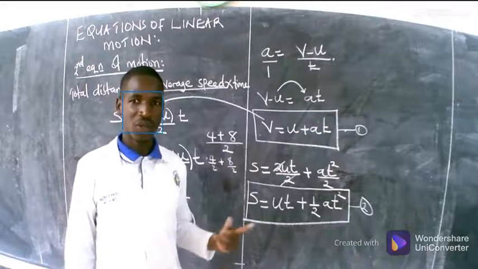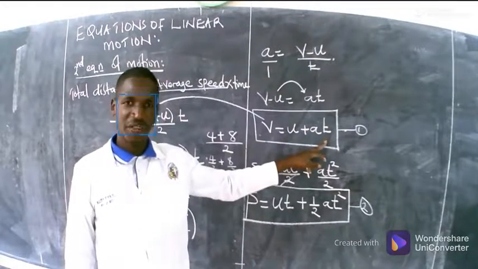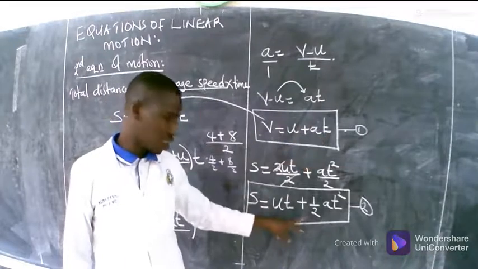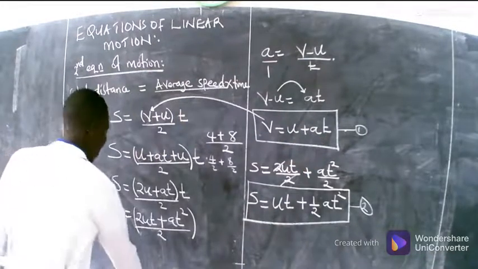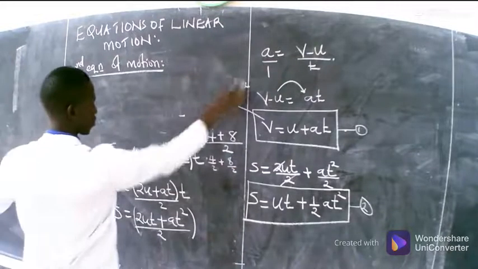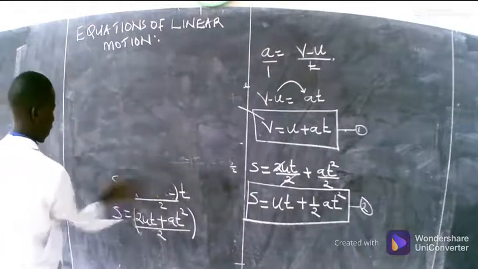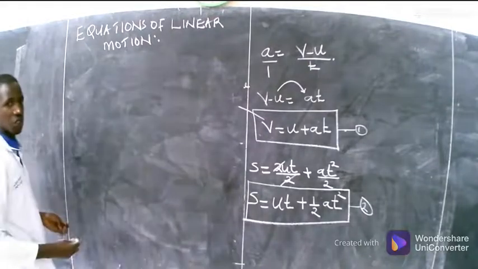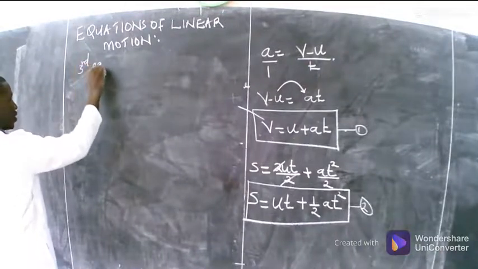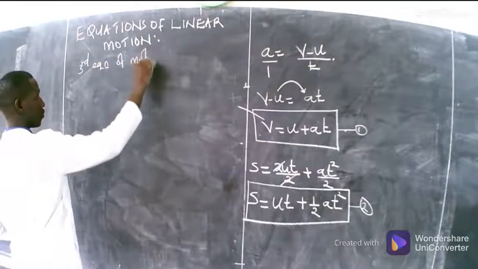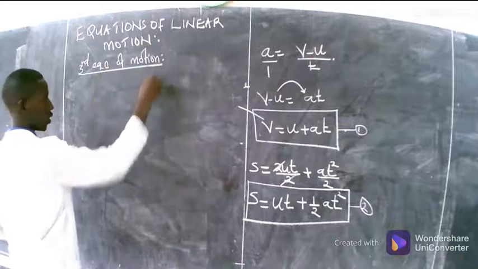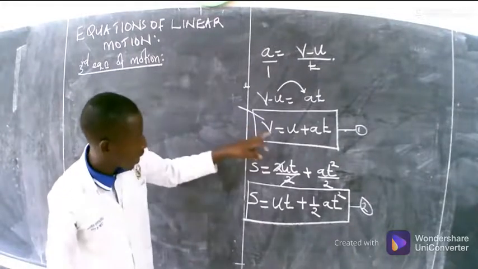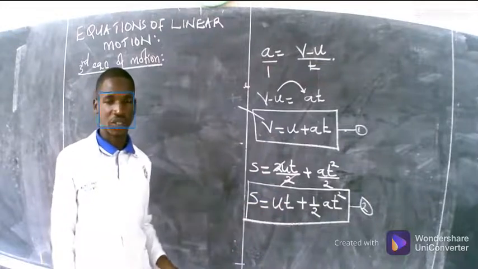So in this case, what we do, we make t the subject of the formula in the first equation. After making t the subject of the formula, we substitute in the second equation. Let's see that. Third equation of motion. So as I told you, the third equation of motion does not come from anywhere else, but it comes from combining the first equation with the second equation of motion.